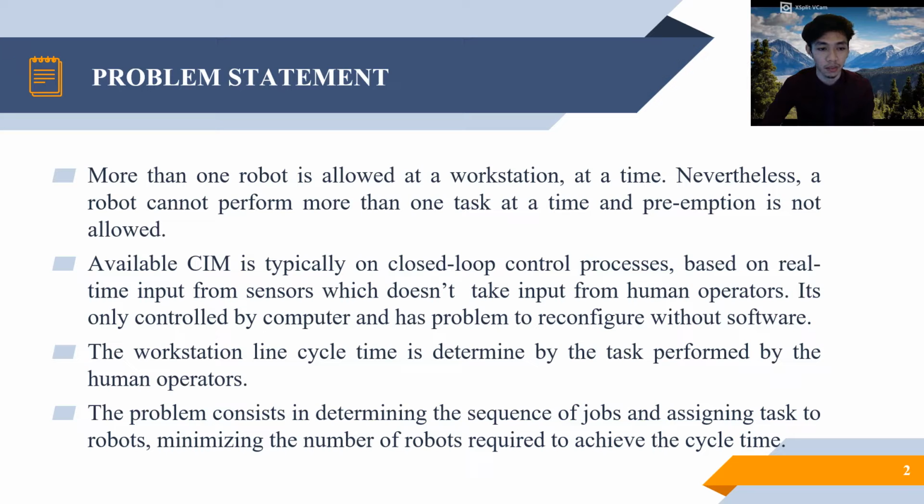Second, the available SIM is typically on a closed loop control process based on real-time input from sensors, which doesn't take input from human operators. It's only controlled by computer and has a problem reconfiguring without software. Next, the workstation cycle time is determined by the task performed by the human operators. Last, the problem consists of determining the sequence of jobs and assigning tasks to robots, minimizing the number of robots required to achieve the cycle time.